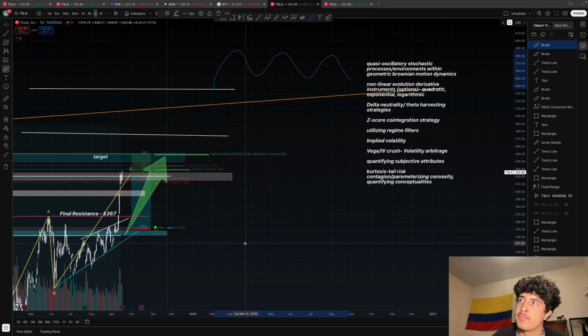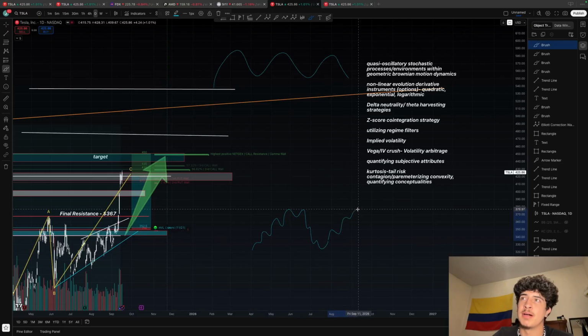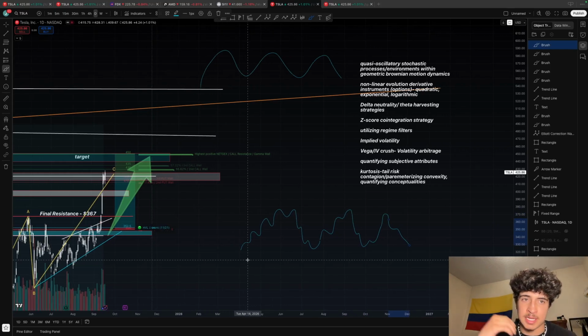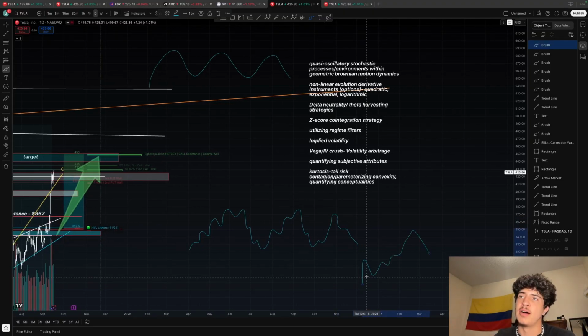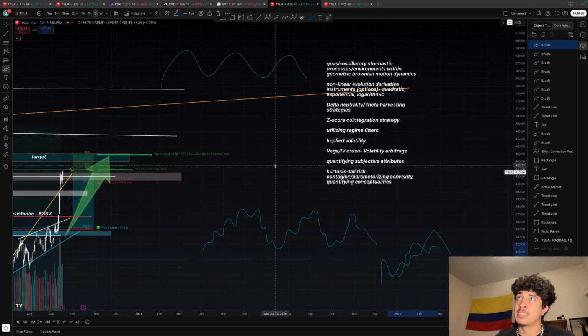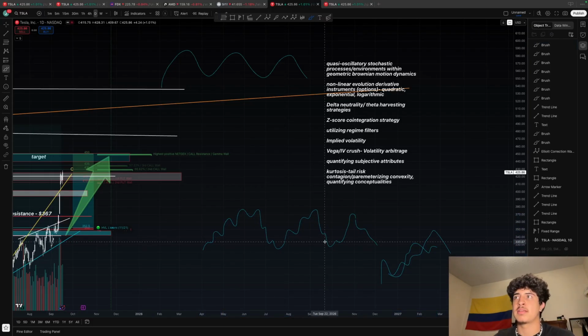Now, by quasi, think of something as almost or sort of, and it moves like a sine function, but not a perfect sine function. But at the end of the day, it looks like one, right? And that's basically what I mean by quasi-oscillatory. And stochastic processes is really just another word for a random process. You don't know what it's going to do. It's random. It's a random process. So when I say quasi-oscillatory stochastic processes, this is what I'm talking about. Something that moves like a sine function, but not exactly.